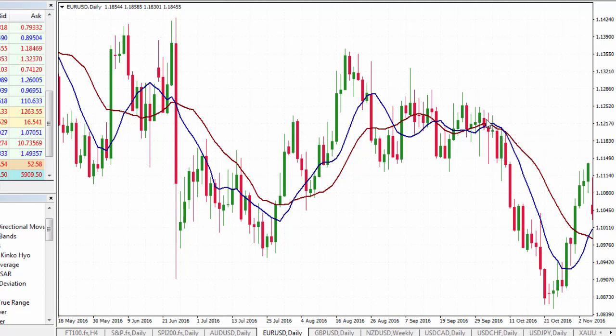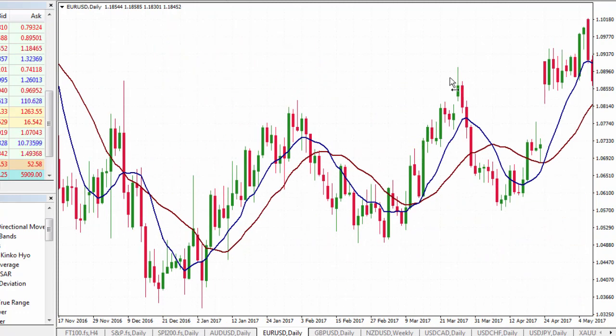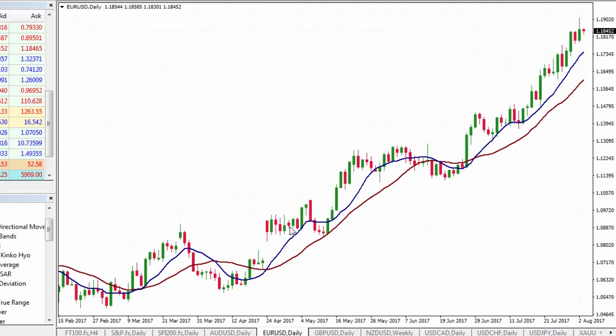So you would take a long signal there, only to be swept out of it just a couple of days later, taking a much larger loss than some of those other ones there. So as you can see, moving averages do get you chopped in and out quite a lot during a sideways market. That's one of the challenges with a simple moving average system, but they are the easiest to trade once a market is actually trending.